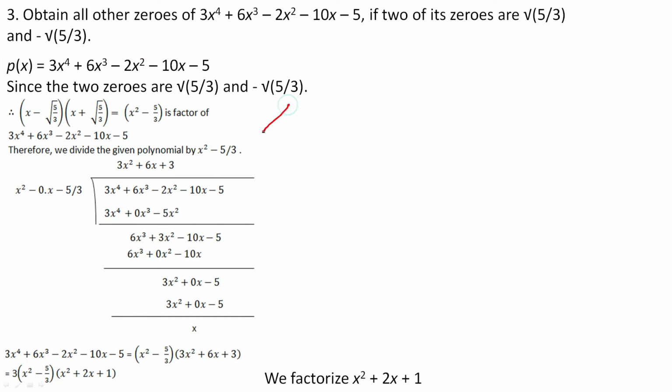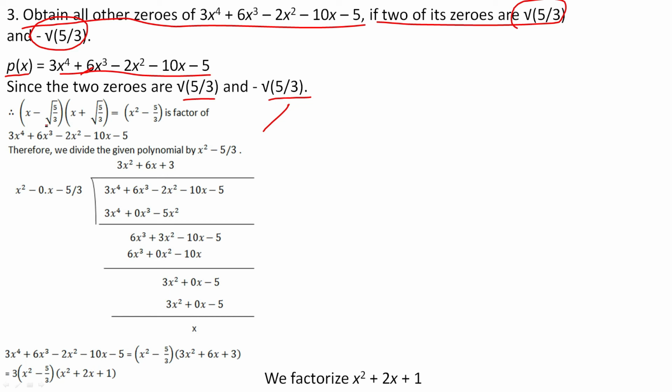Obtain all other zeros of the polynomial if two zeros are given. One zero is root of 5 by 3, another zero is minus root of 5 by 3. So we can take the given equation as p of x, since two zeros are given, minus root of 5 by 3 and root of 5 by 3.